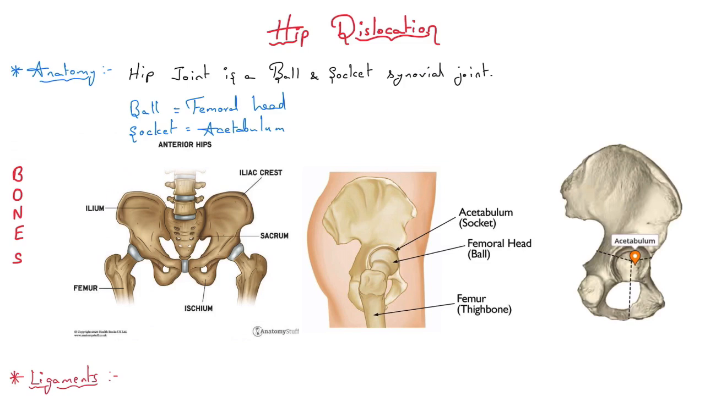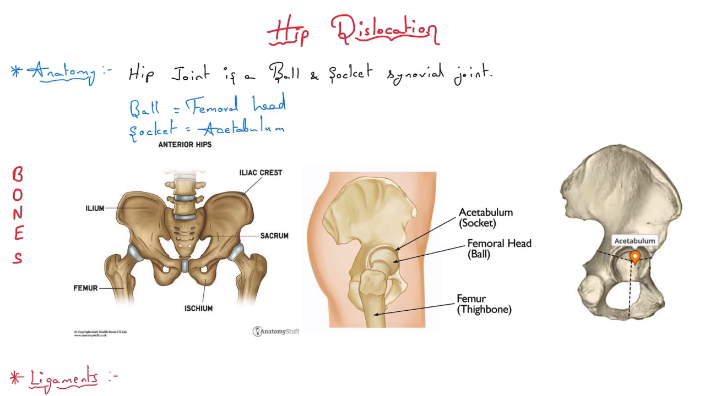So today in this video we are discussing a very high yield topic, very commonly seen in the emergency ward, in the emergency department. Our topic is hip dislocation. In this video we are discussing some basic anatomy, classification, clinical evaluation and management, and some potential complications also.